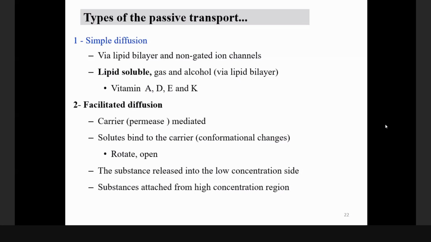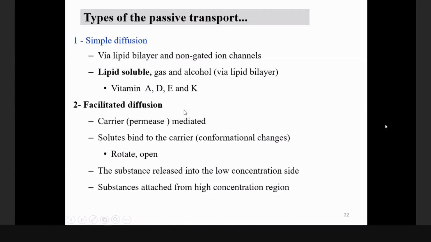Like, for instance, lipid-soluble substances like vitamin A, vitamin D, and others enter into the cell or leave the cell with no energy, and that is through the lipid bilayer, so it is simple diffusion, as are gases and alcohol. But if that passive transportation process is facilitated by a special protein called permease, it's called facilitated diffusion.